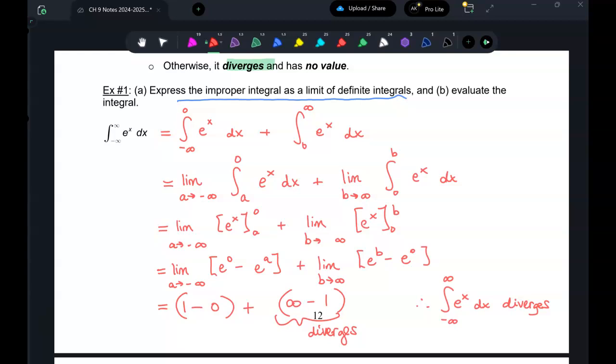Now imagine if we did have the integral from negative infinity to 0, then it converges on the limit, right?